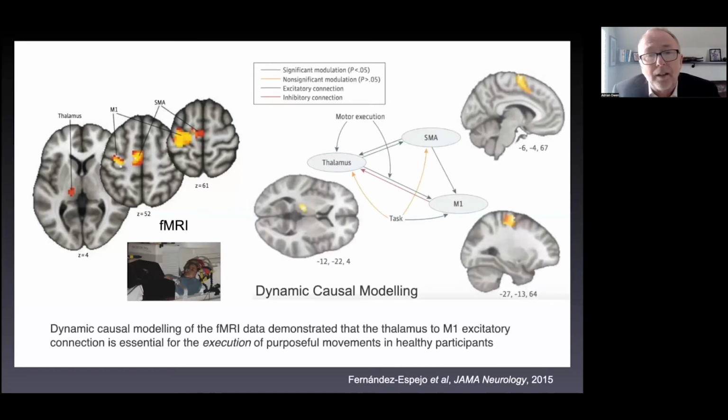Now, the next part of the study was to use dynamic causal modeling to look at the functional connectivity between those different areas as people are either actually playing tennis or imagining playing tennis. And the difference between the two, what is the difference in terms of the functional connectivity? And what Davinia was able to show is that an area, in fact, a projection from the thalamus to M1, an excitatory projection from thalamus to M1 is essential for the execution of these purposeful movements over and above what is required for imagining these movements. So it's thalamus to M1.